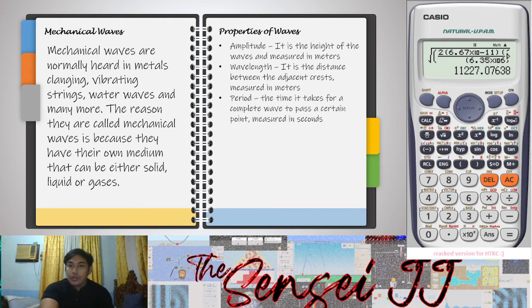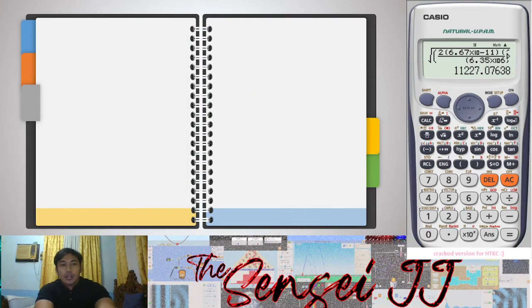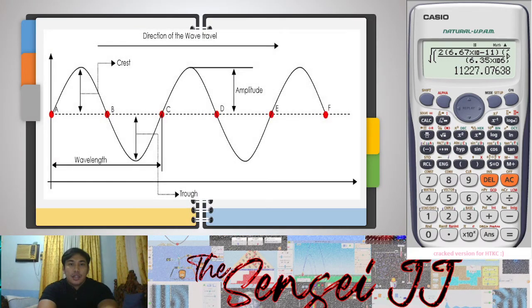And we have the period, the time it takes for a complete wave to pass a certain point, measured in seconds. And frequency, the number of complete waves that pass through a point in 1 second, measured in inverse period or hertz. Speed, the horizontal speed of the point on a wave as it spreads, measured in meters per second. Okay, so here are the properties of the waves, and here is the actual picture of a wave.